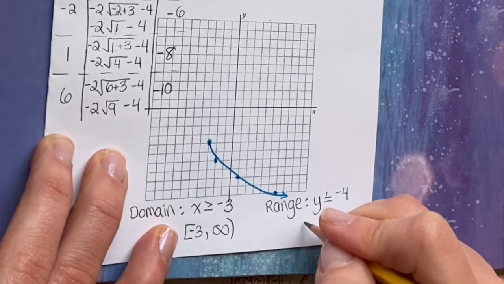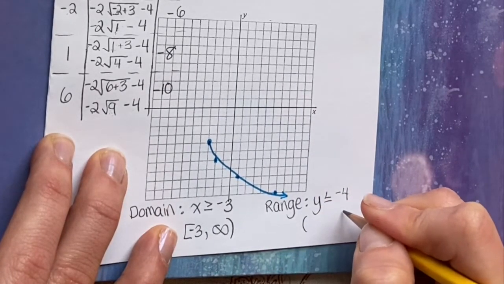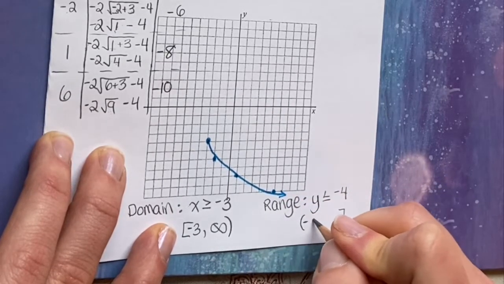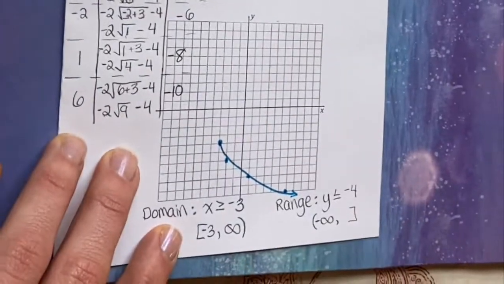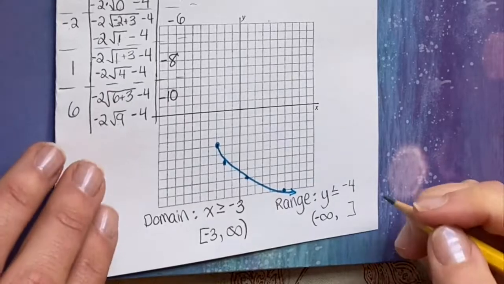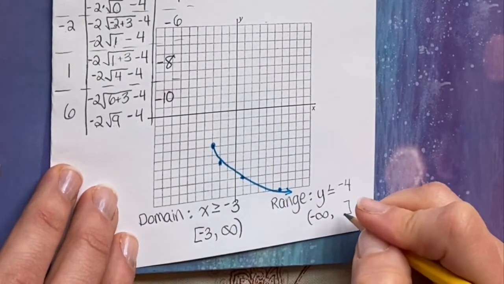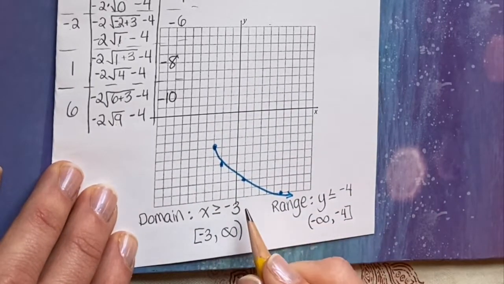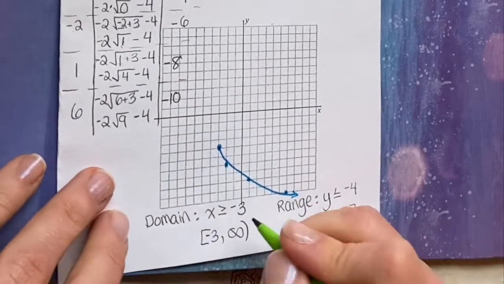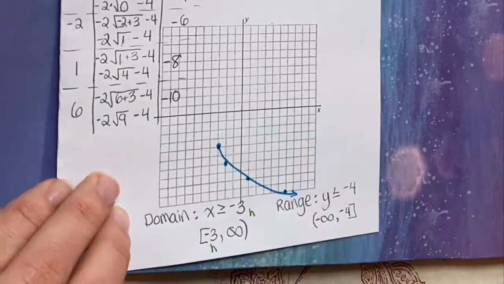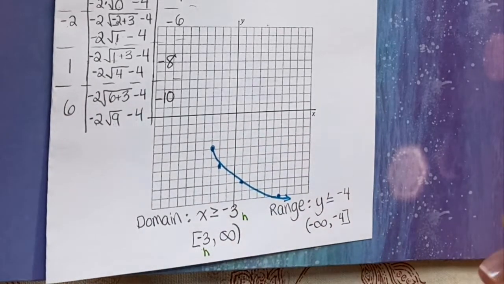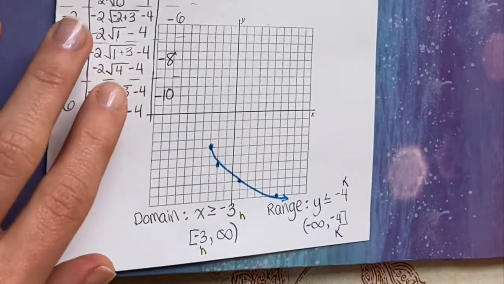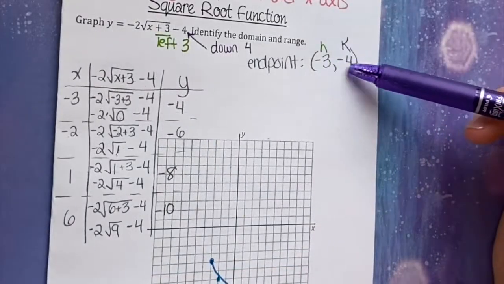In interval notation, so remember, interval notation is written lowest to highest. Here, the lowest Y value is at -infinity. The highest Y value is at -4. Again, these numbers should match your H value and respectively your K value. So these two numbers should match up with your endpoint.